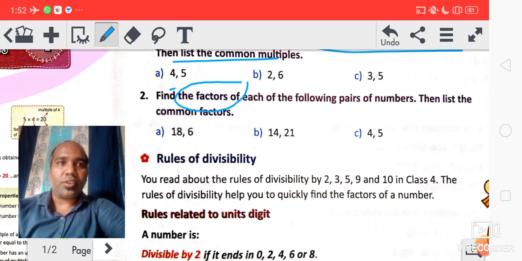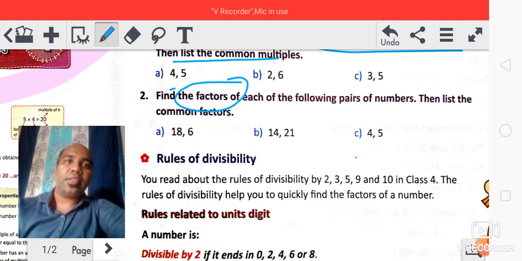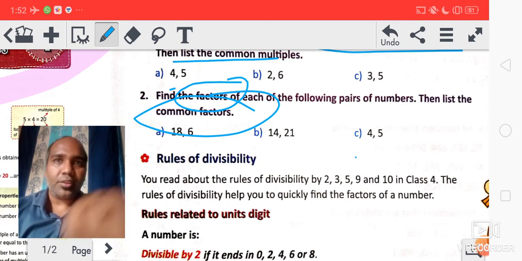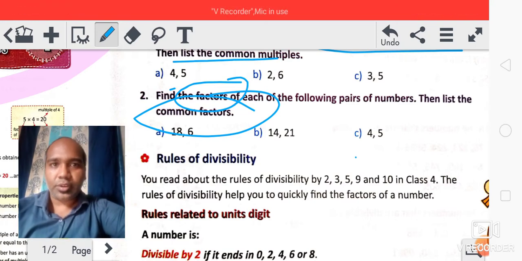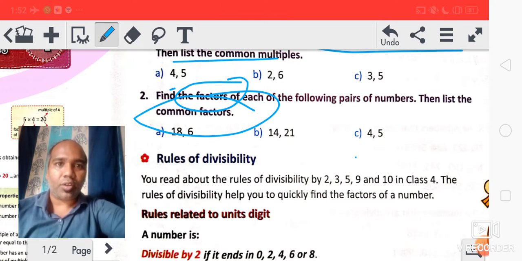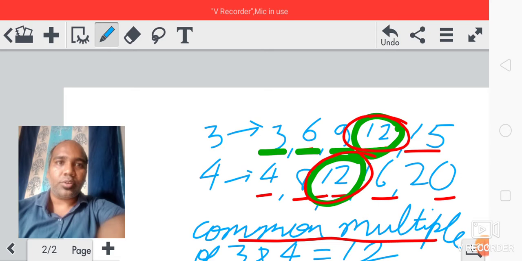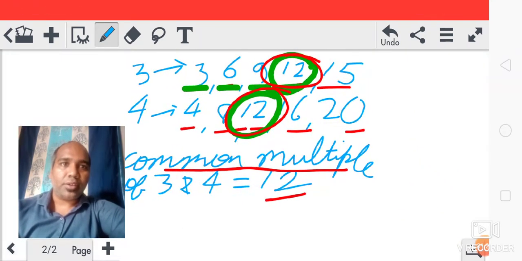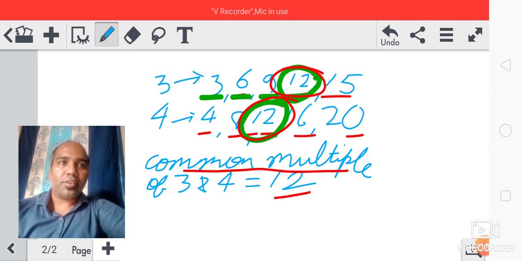Now today we are going to discuss this important part, that is factors. Then we'll discuss common factors. So factors and common factors we have to discuss. What are factors and what are common factors? We have to discuss it now. Multiples we have already seen yesterday.